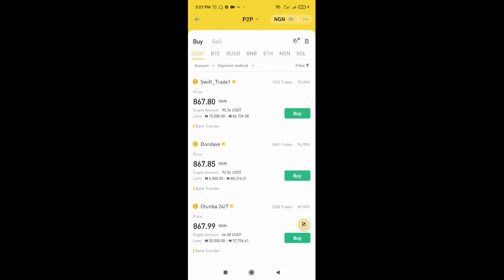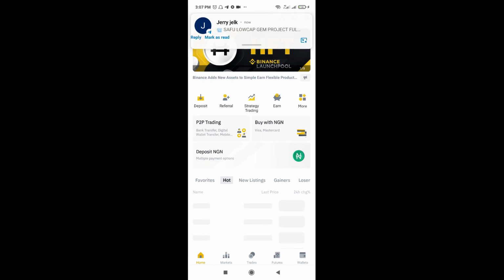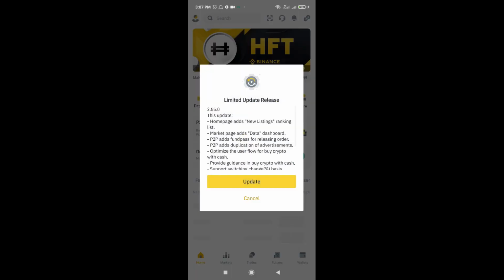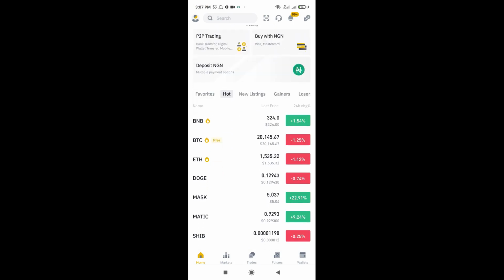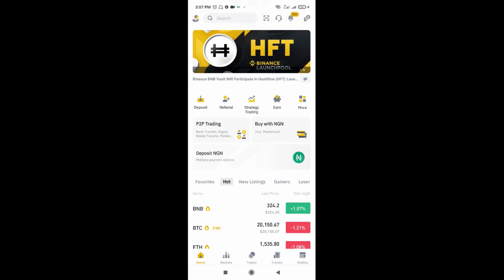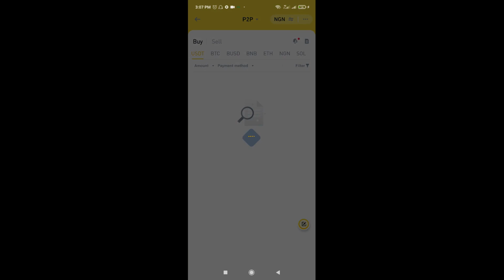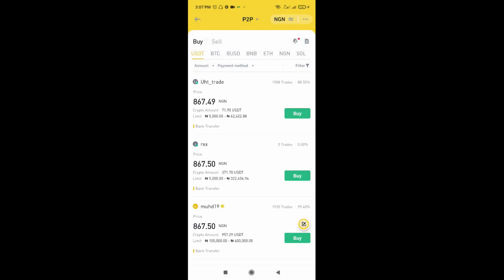So now what you have to do is come to your Binance. You must have activated your P2P, right? Come to your Binance, then you come to this particular P2P trading platform. What you're going to do is you save your money in USDT.